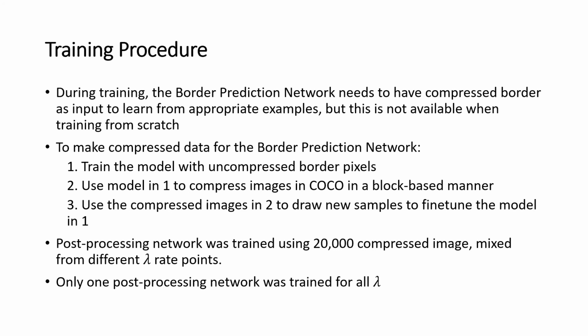And we train the post-processing network using 20,000 compressed images, which is a mix from different lambda rate points. We train different compression models for different lambda rate points, but we only train one post-processing network for all lambda rate points.